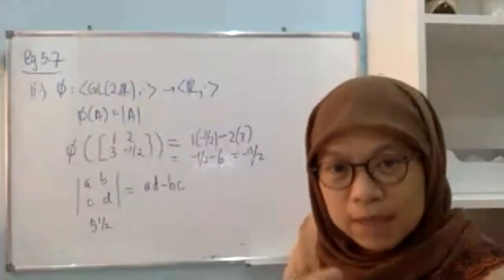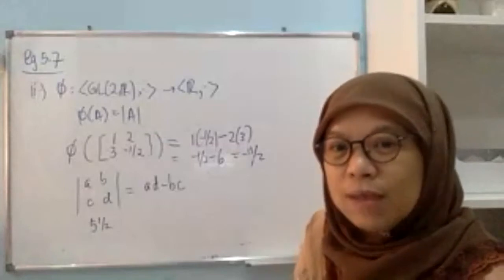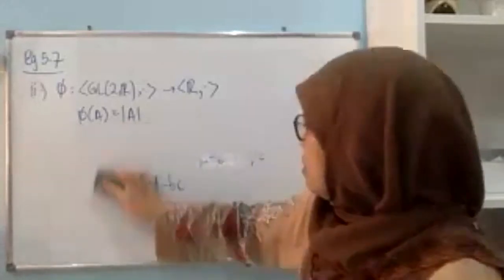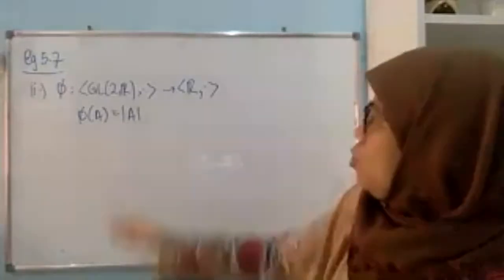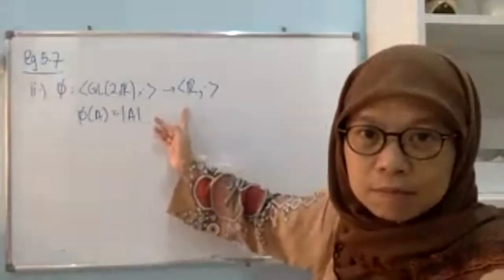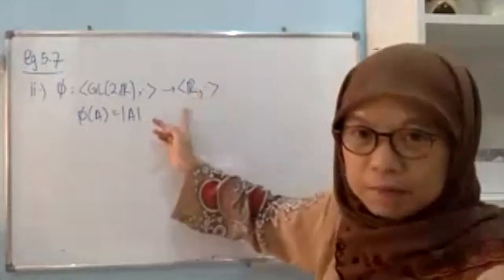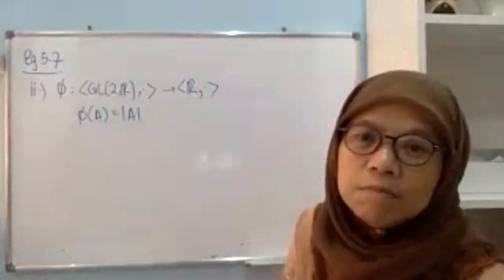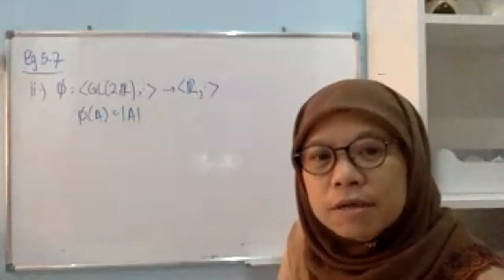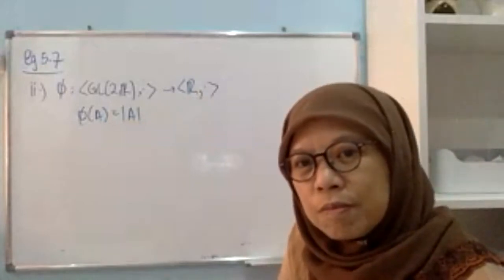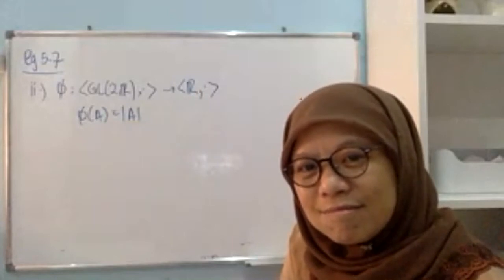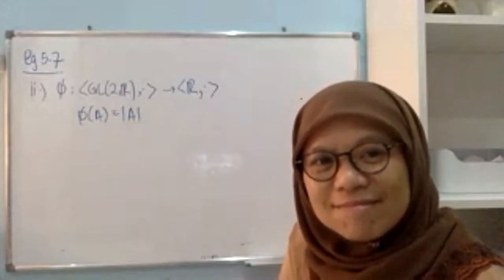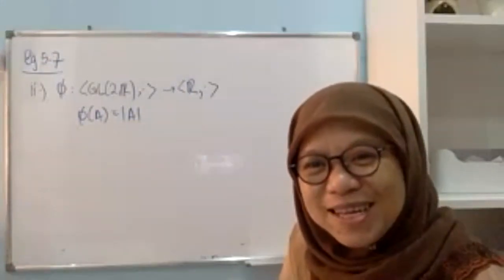Okay, so is this a real number? Yes, right? It's a real number. So that is why you are mapping a matrix to a real number. Okay, now my next question, is it 1-to-1? If I give you any real number, can you give me a matrix matched or mapped to that real number? Yes or no?